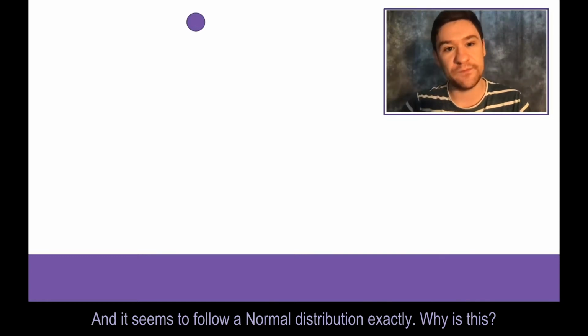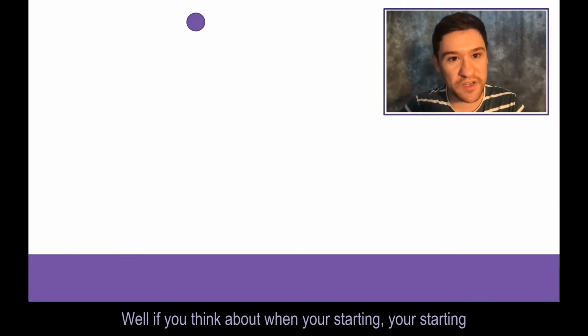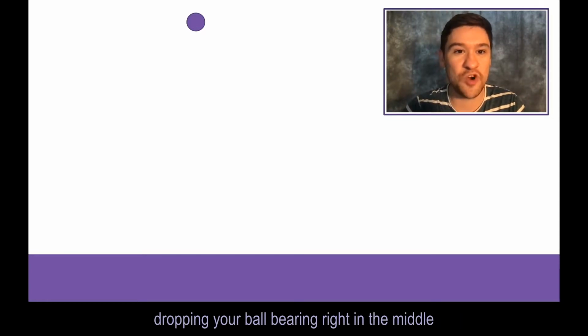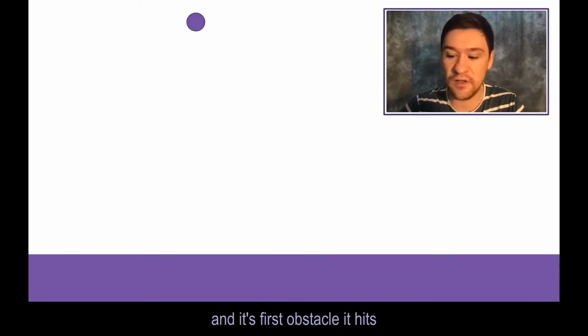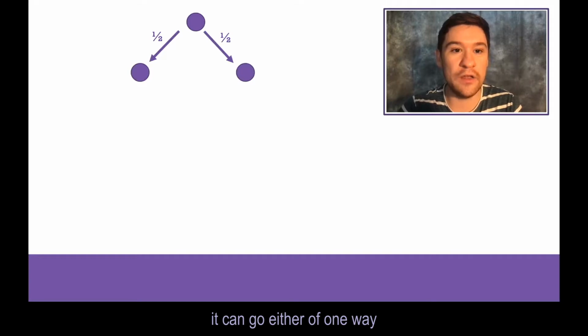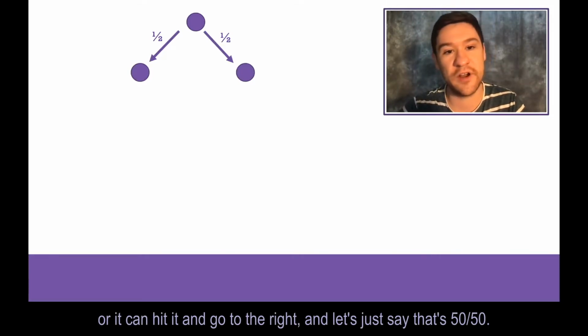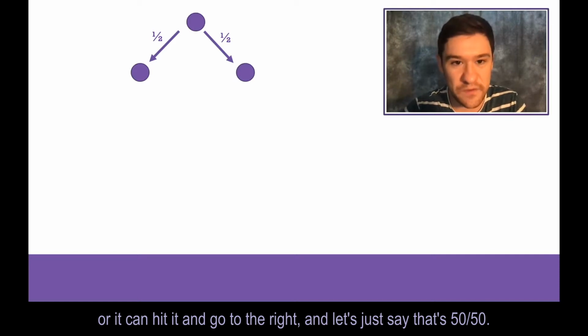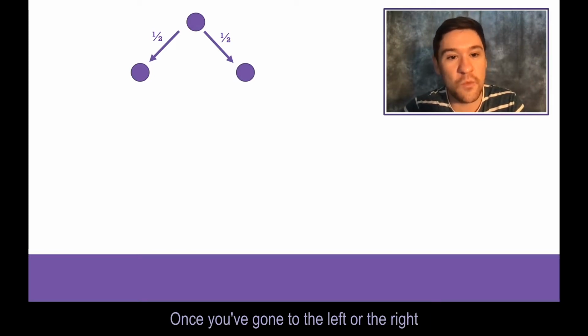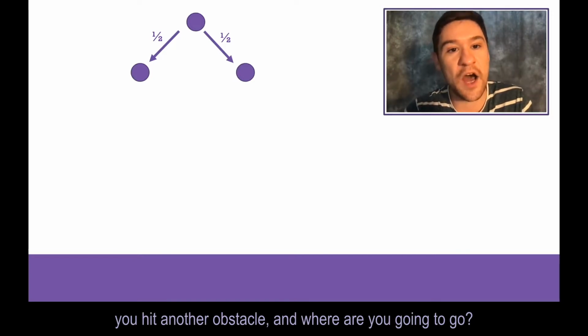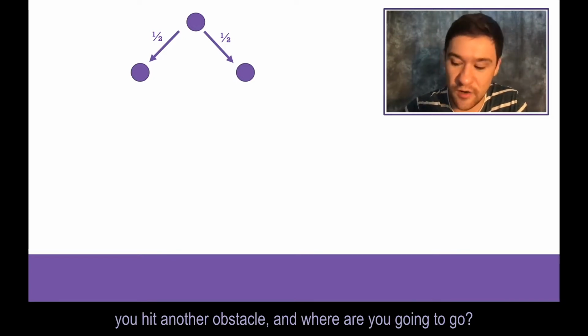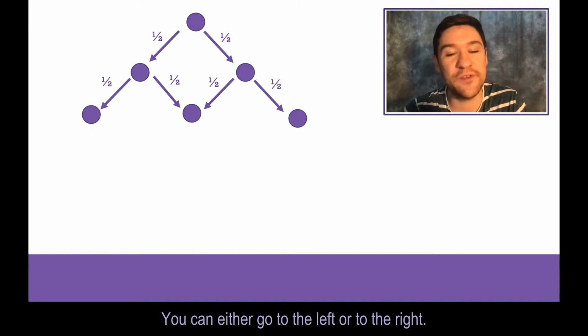Why is this? Well, if we think about when you're dropping your ball bearing right in the middle, and the first obstacle it hits, it can go one of two ways. It can either hit it and go to the left, or it can hit it and go to the right. Let's just say that that's 50-50. Then once you've gone to the left or the right, you hit another obstacle. And where are you going to go? You can either go to the left or to the right.